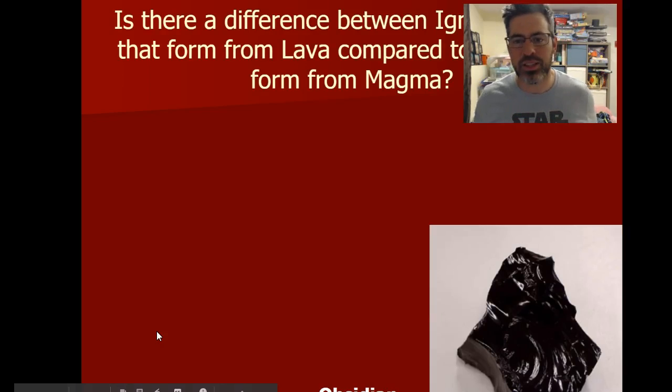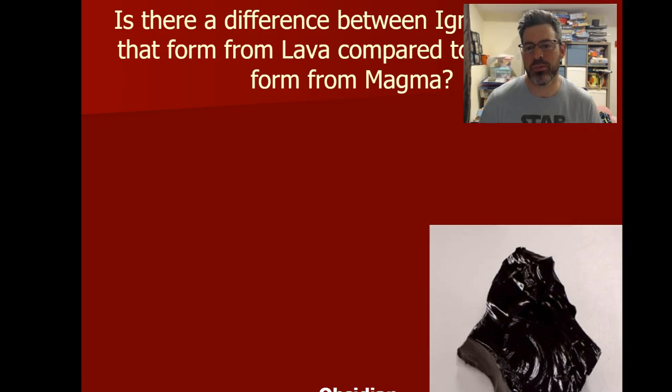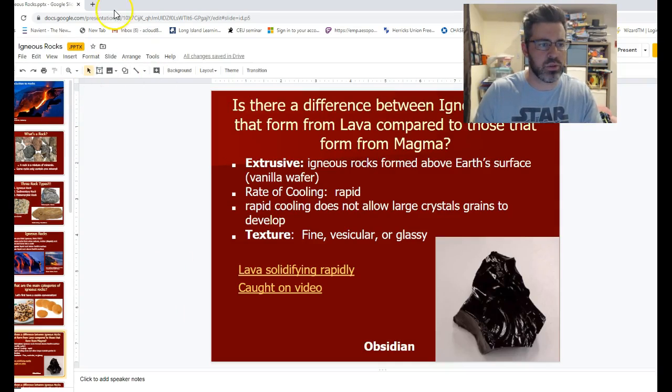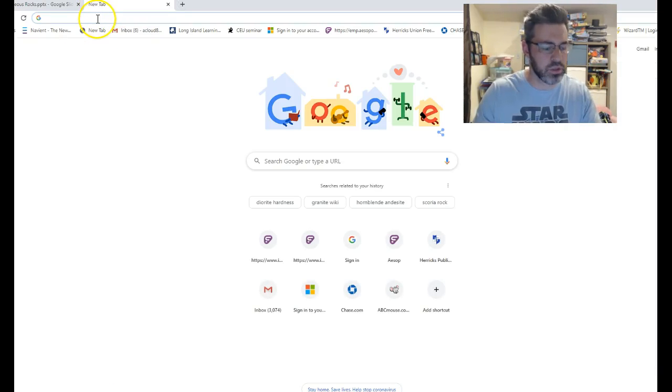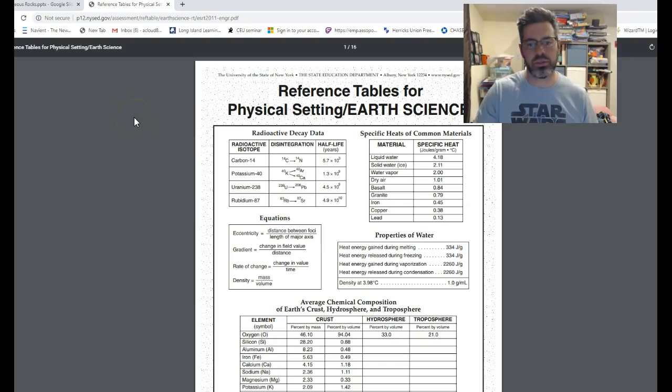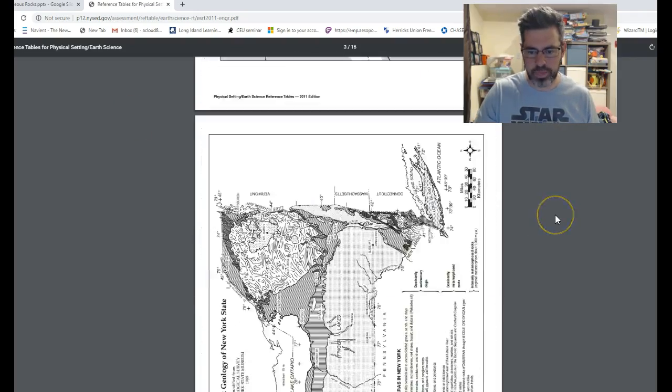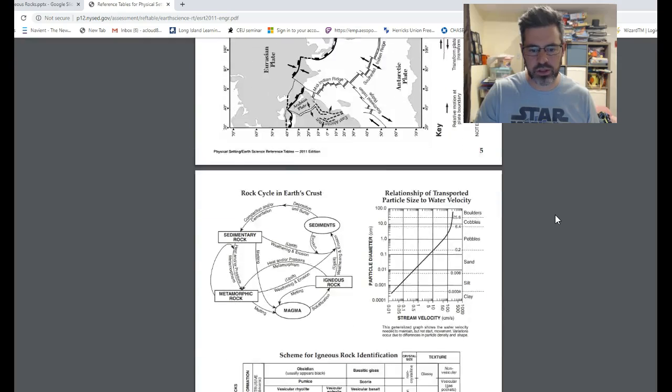Here we go. So is there a difference between igneous rocks that form from lava compared to those that form from magma? Of course there is. There are two main categories of igneous rocks that we need to get into. So this is where you take out your reference tables. Pause the video right here, take out your reference tables, and turn to page 6. What I'll do for you is Google it, ESRT, Earth Science Reference Table. Scroll down, keep going, don't stop.